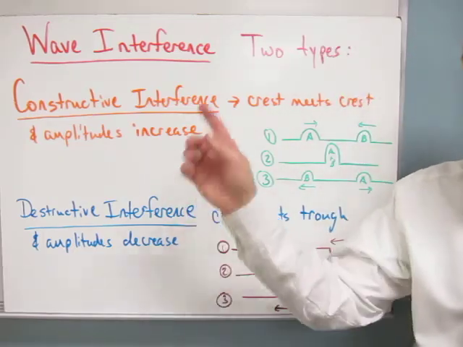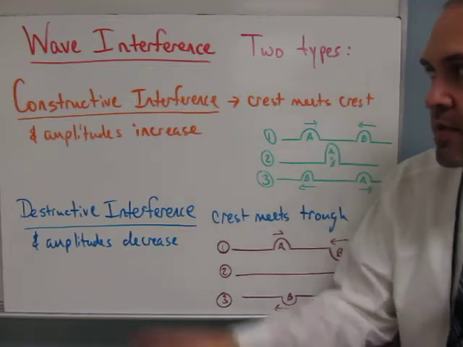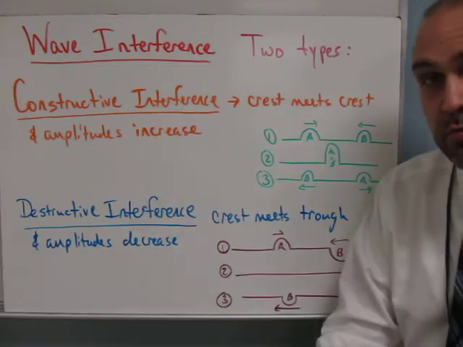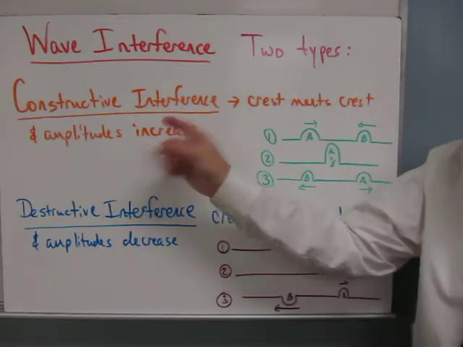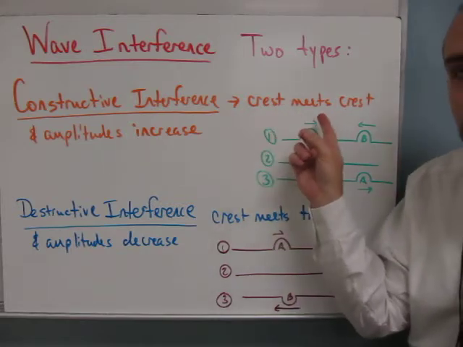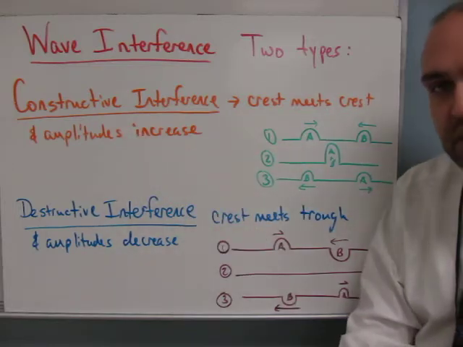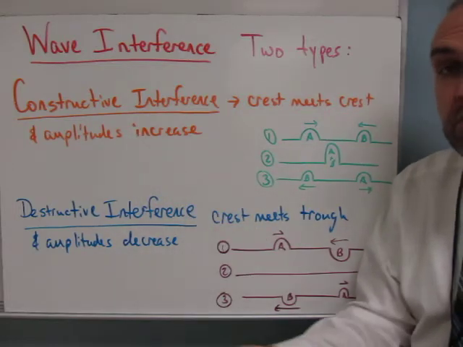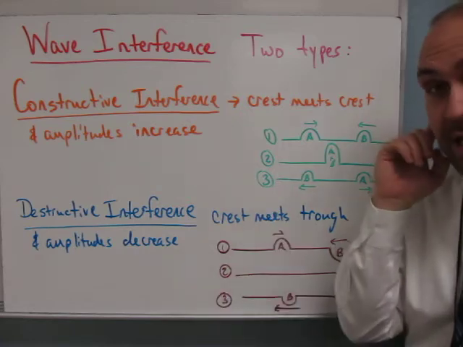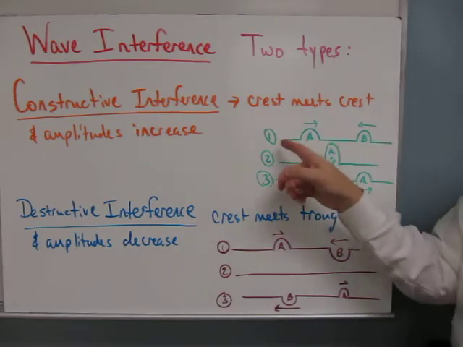Hi, this video is about wave interference, and there are two basic types of wave interference, constructive and destructive, and we'll take them in order. Constructive interference is when the crest of one wave meets the crest of another, or trough meets trough, and the amplitudes increase. If it was a sound wave, the amplitude would get larger and we would hear it get louder. I've drawn that here graphically in three stages, 1, 2, and 3.